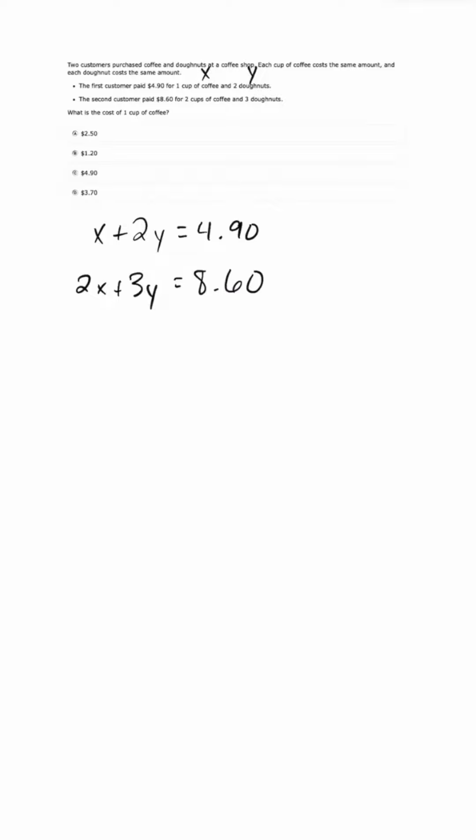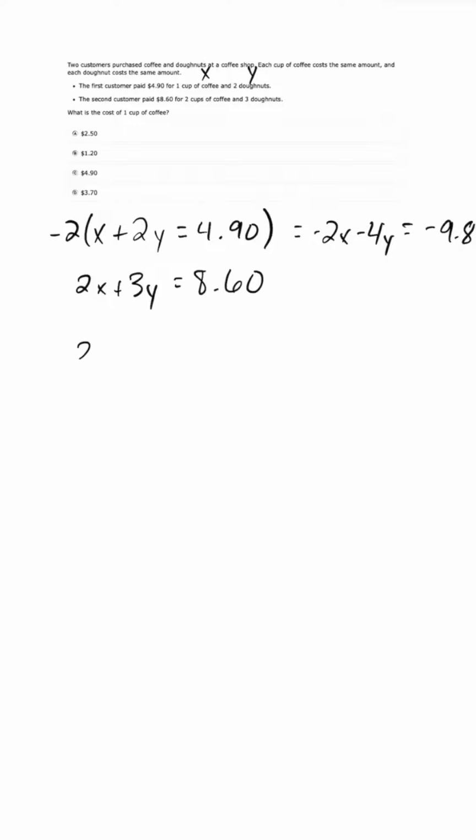So I need at least one variable to cancel out, and right now that's not going to happen. So what I'm going to do is multiply my first equation by -2, okay? And what that's going to do is end up giving me -2x. That way it'll cancel out with my positive 2x below it, okay? So as I do that math, I'm going to get -2x minus 4y is equal to -2 times 4.9, which is -9.8.